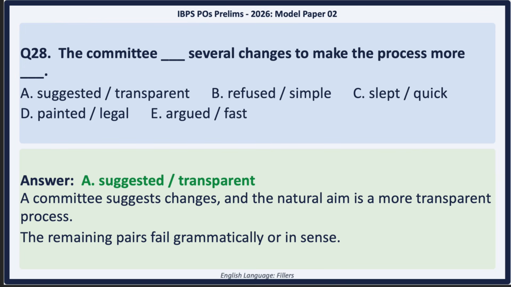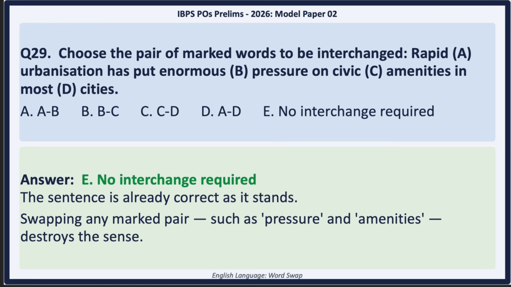Question 29 evaluates syntactic and semantic validity. Rapid urbanization has put enormous pressure on civic amenities in most cities. What does your analytical brain tell you here? Honestly, it tells me to leave it alone. Rapid urbanization causes enormous pressure, which falls on civic amenities. Everything aligns. And you would be right. The correct choice is E, no interchange required. Sometimes the test evaluates your confidence to recognize perfect idiomatic integrity.